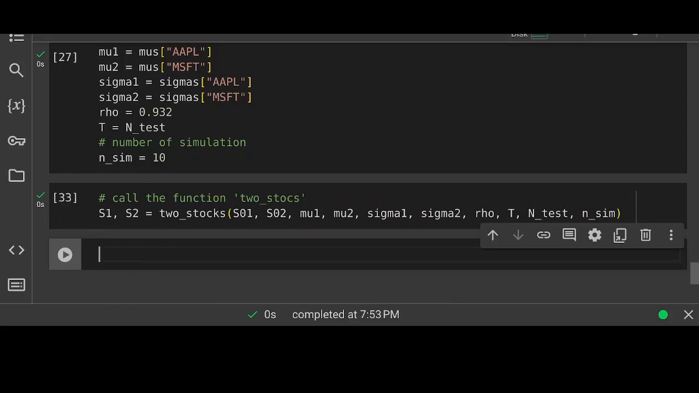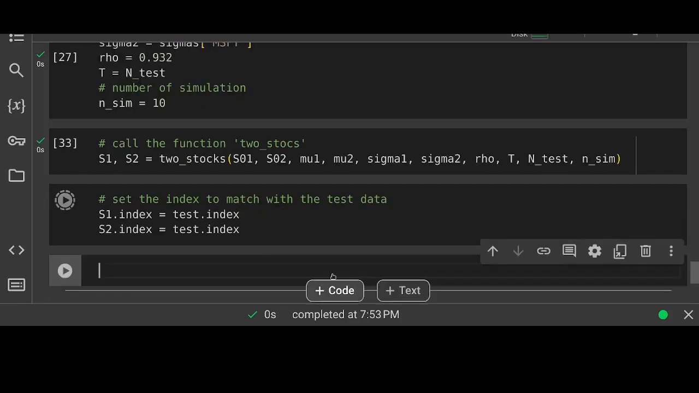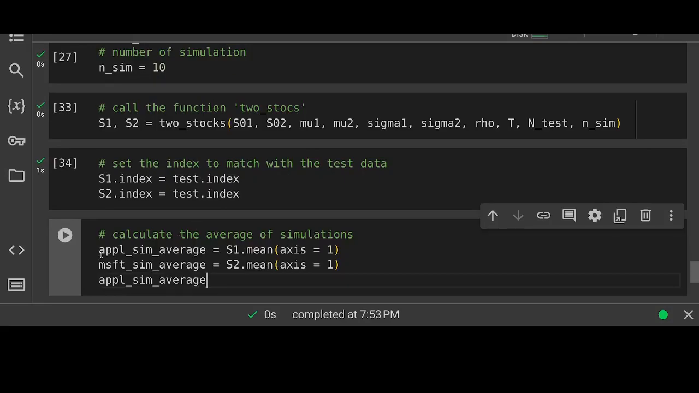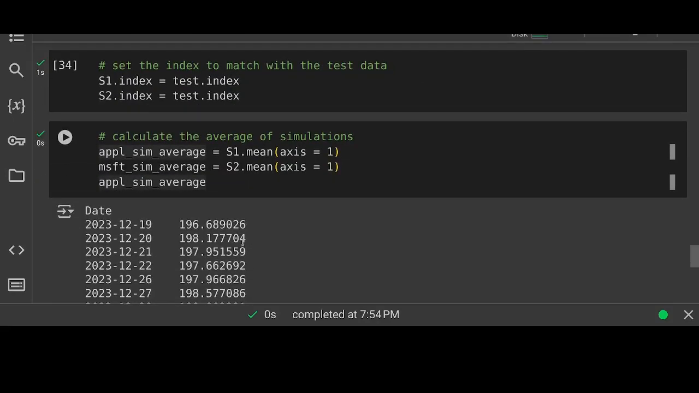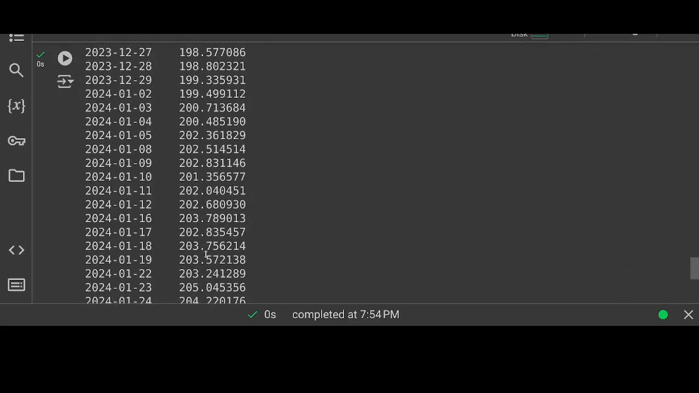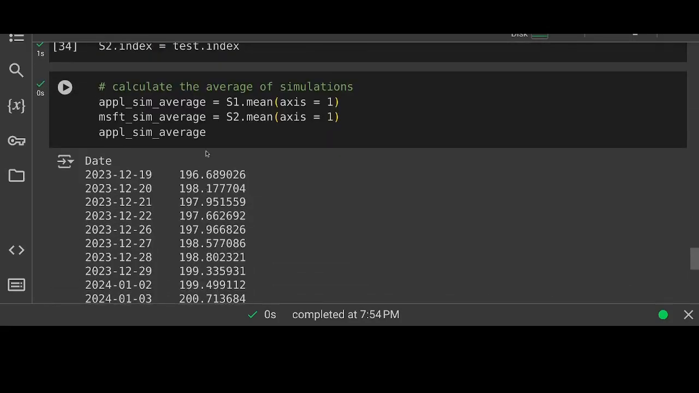So set the index of this S1 and S2 so that the index is in agreement with the test data set, and also calculate the average simulation. Okay, the average of the simulation that we already took. This is for Apple, S1 mean, and this is for Microsoft. For example, if you take the average for these 27 days, the average simulation is given by this quantity.